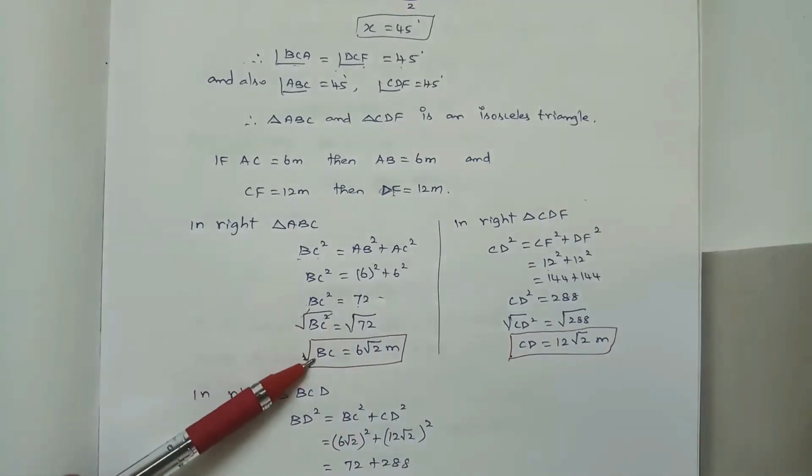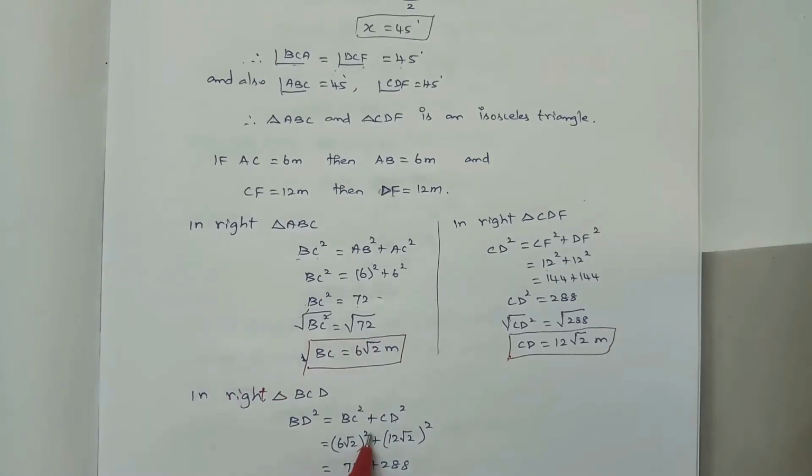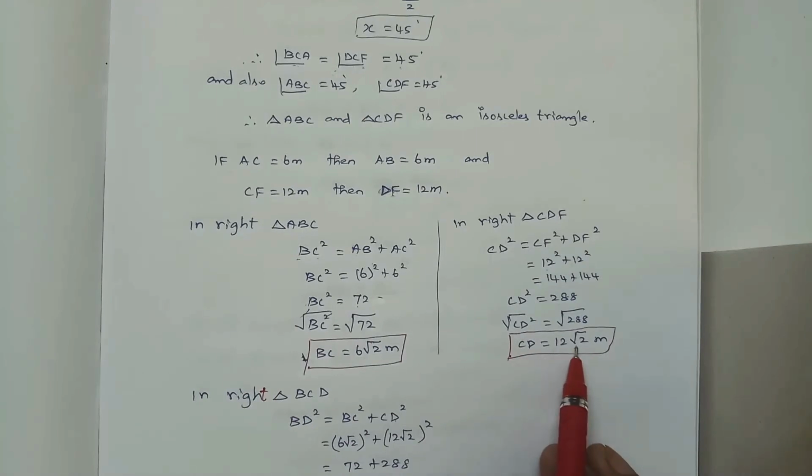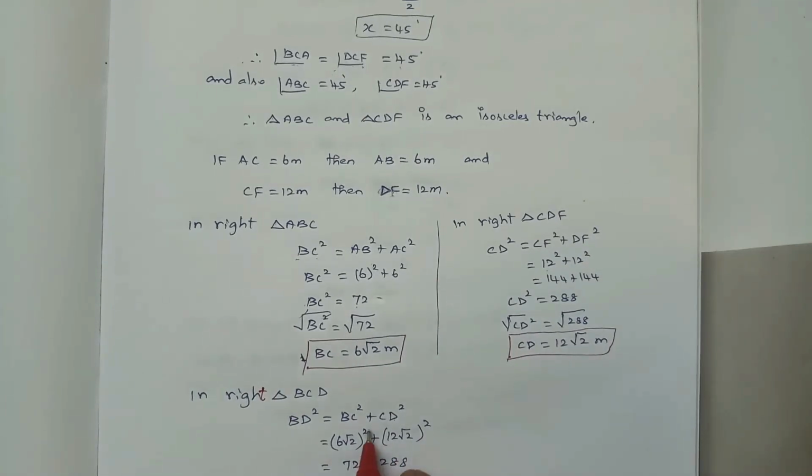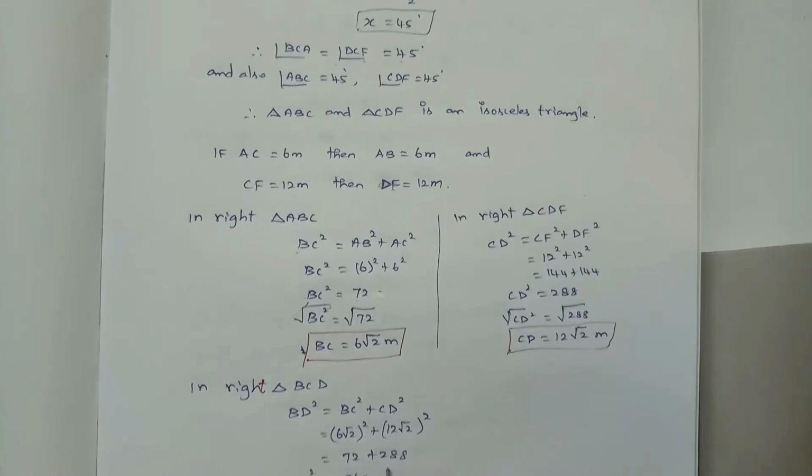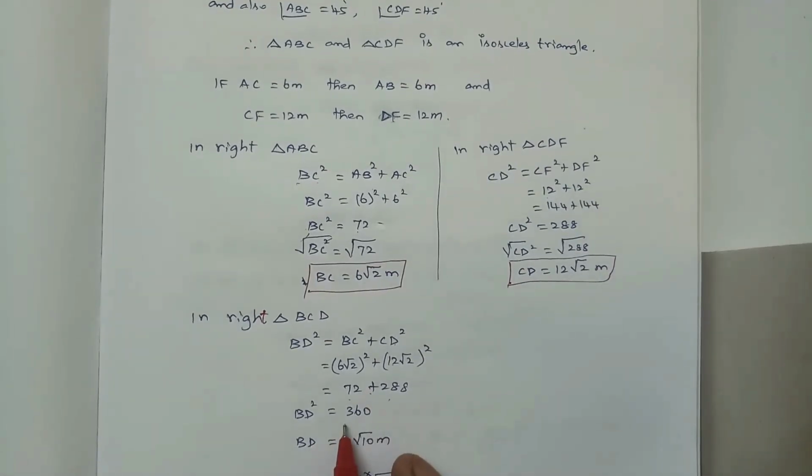BC is equal to 6 root 2 meter. So 6 root 2 square plus CD square, which is 12 root 2, so 12 root 2 the whole square. Just apply the square, the root will get cancelled. 6 square 36, 36 into 2, 72. Plus 12 root 2 the whole square is nothing but 288. While adding these two, we'll get 360. BD square is equal to 360. Then BD is equal to 6 root 2 root 10 meter.